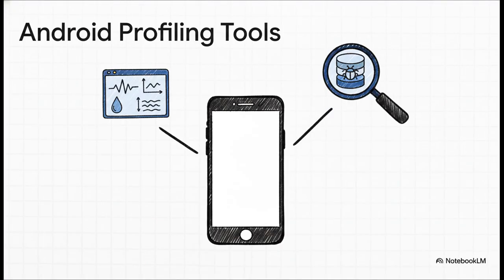So what tools should you have in your belt? The source material points to a fantastic suite of open-source profilers. The Android Studio Profiler is your go-to for checking out CPU, memory, and network usage. And when you need to dig really deep into the system, tools like Perfetto and Systrace are what you'll use to hunt down those super elusive performance killers.